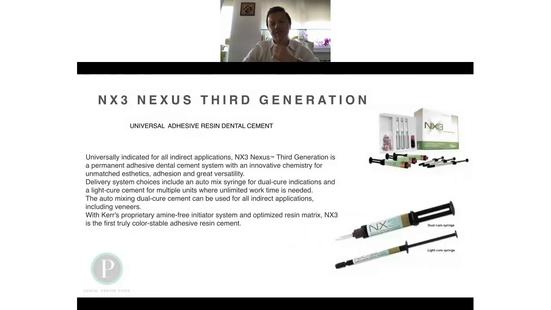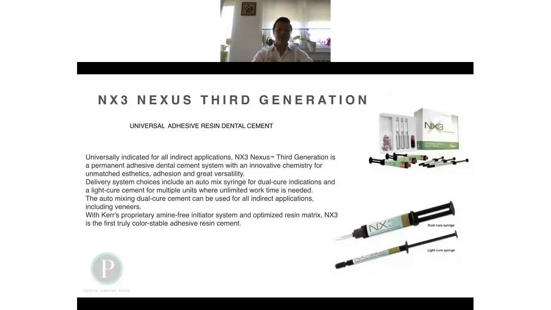This case was cemented with NX3. This is Nexus 3rd generation. I like this cement because it's very easy to handle. I will explain more later. But what is good about this?